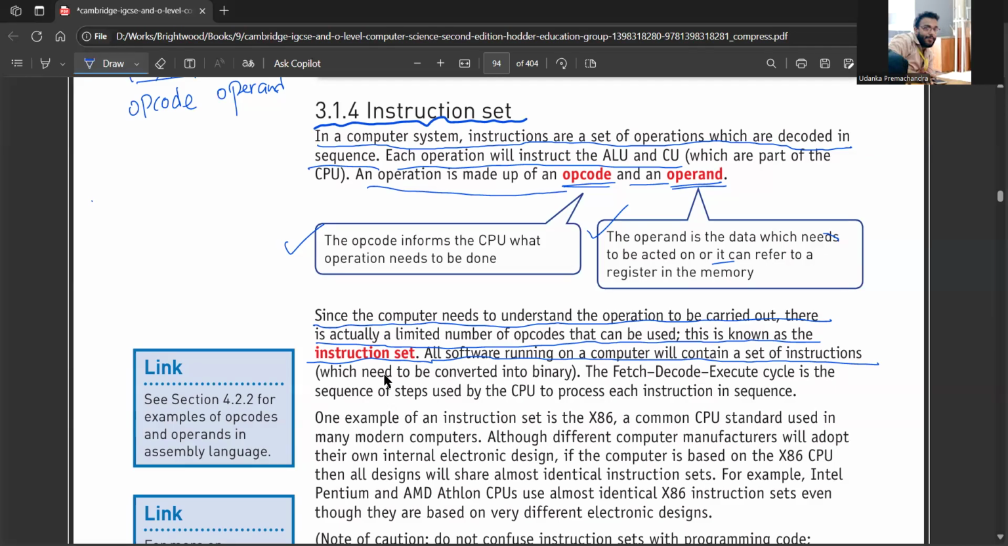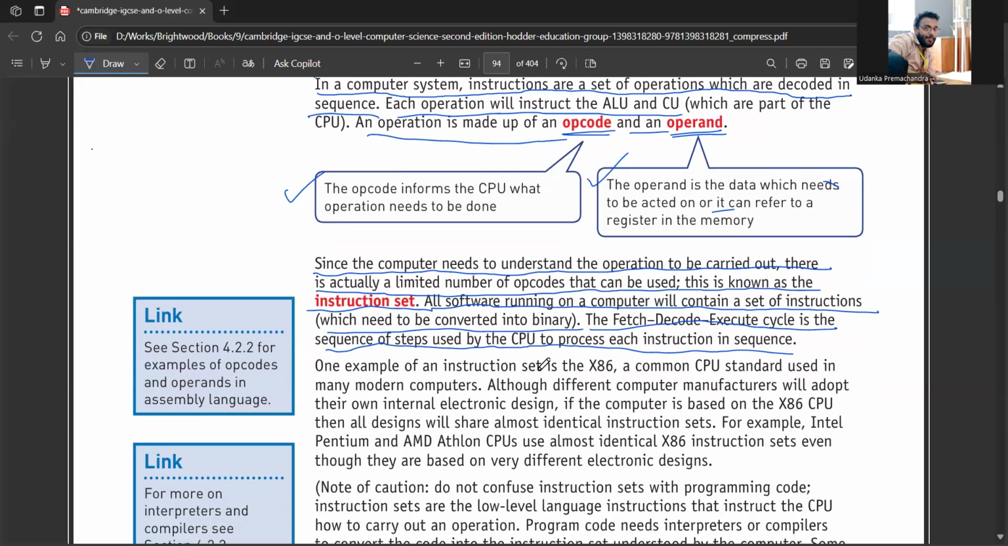Instructions cannot be understood in the English language, so they should be converted to binary. The fetch, decode, execute cycle is the sequence used by the CPU to process instructions in sequence, one after one. Clear? It should be running as a sequence, one after one. Okay? Can you write down this part? Please write it.